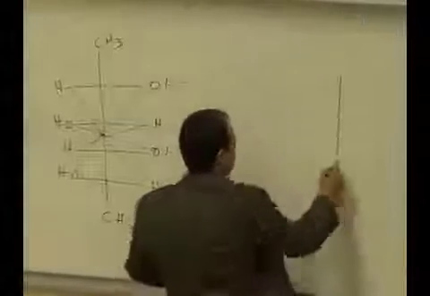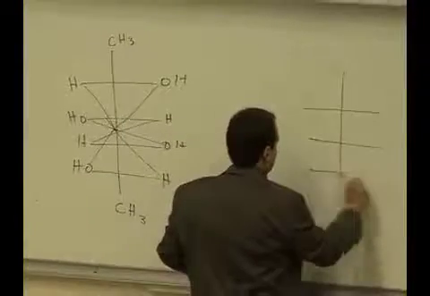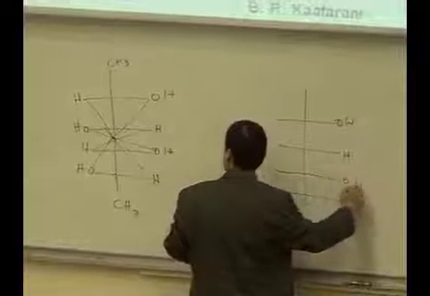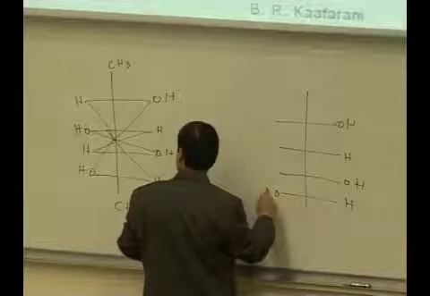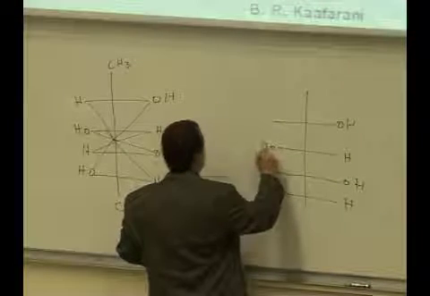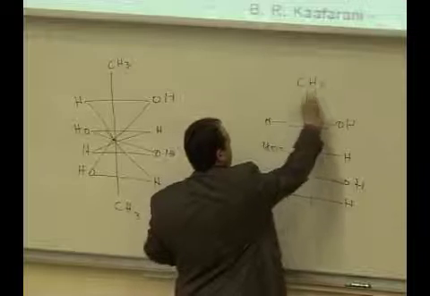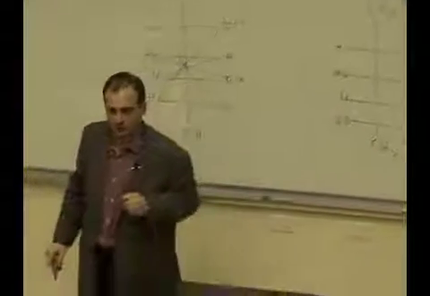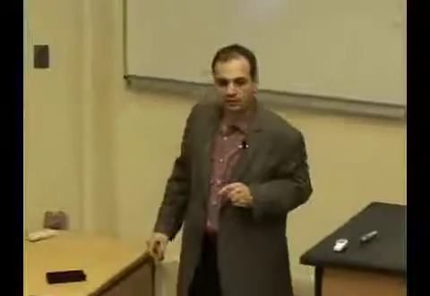So this molecule does rotate the plane of polarized light. Why? Because it is chiral. You have more than one chiral center, and you do not have a plane of symmetry in this molecule.